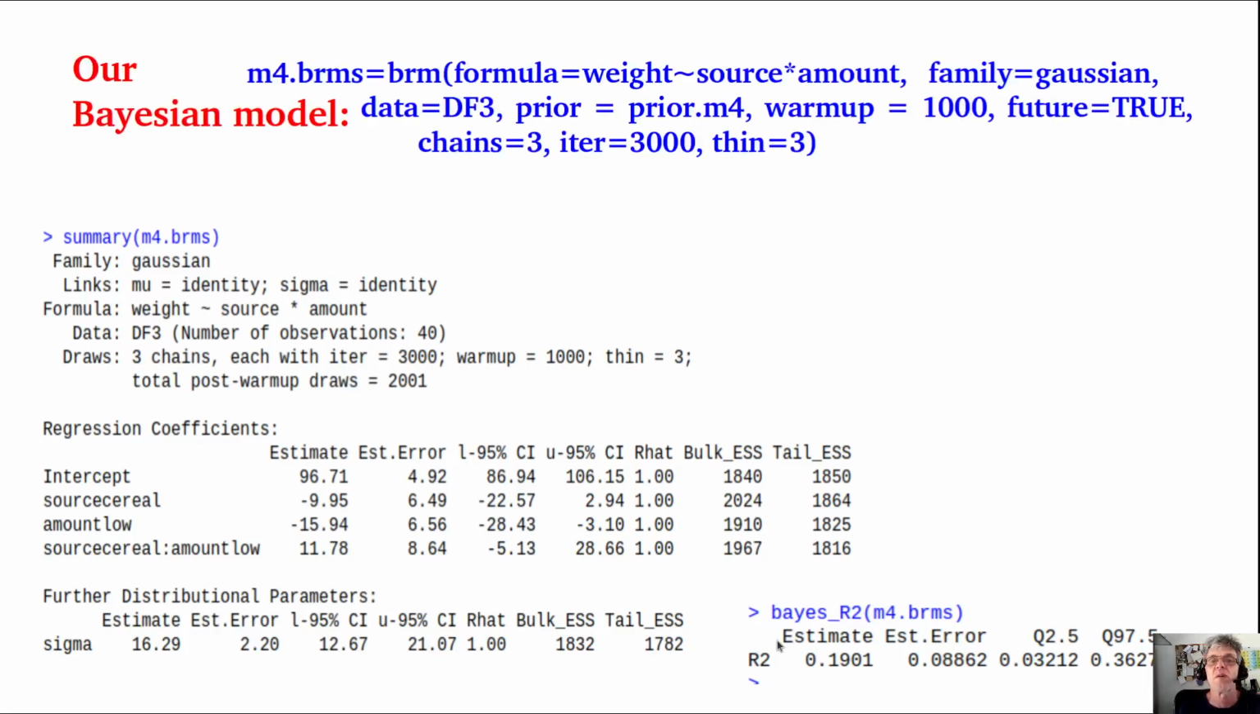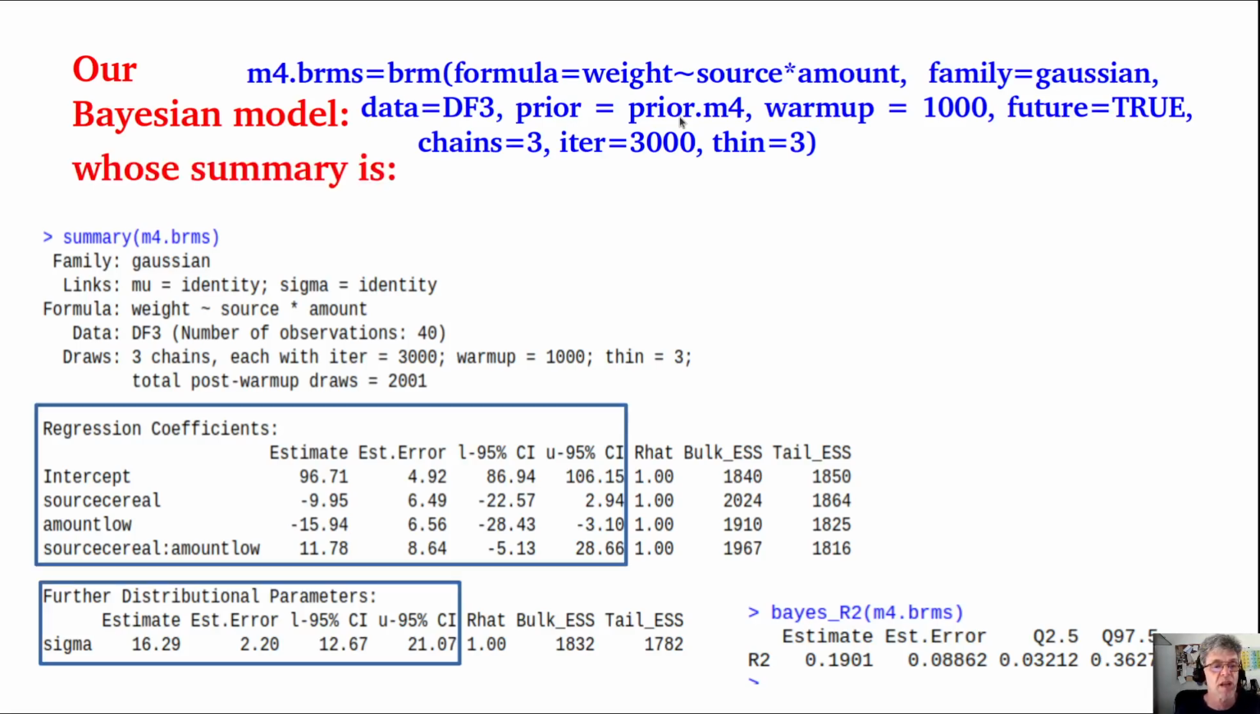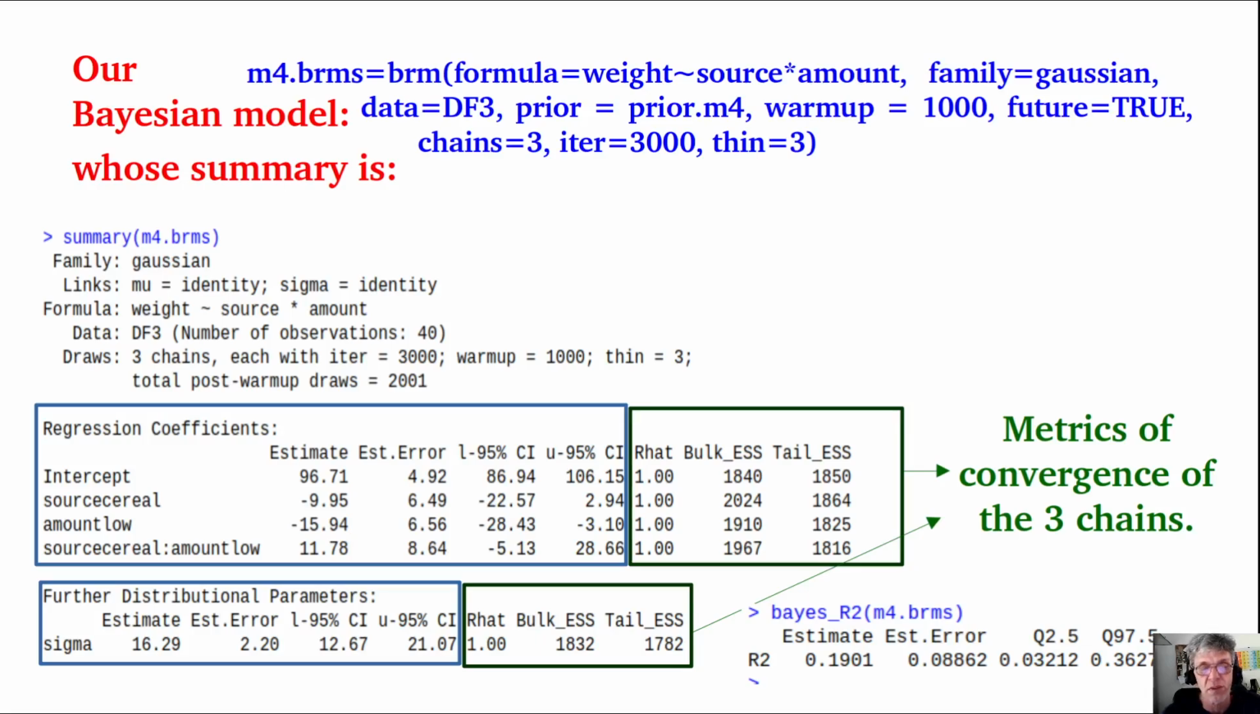The model is fitted with similar syntax as we used before, using as priors the priors that we defined in the previous distribution. In this model, we first have the part of the output that is related to the marginal posterior distribution of each of the model parameters, and the part that is related to the convergence of the chains. We see that the convergence of the chains seems pretty good, since the R hat statistic is equal to 1, and the effective sample sizes are all very high. The model explains 19% of the variation of the response variable.